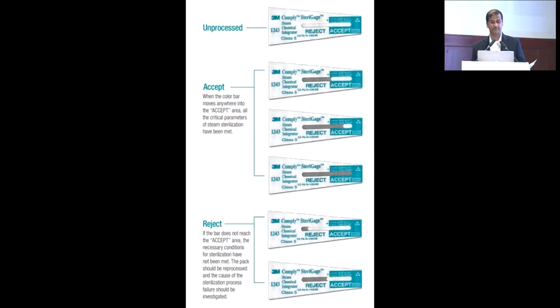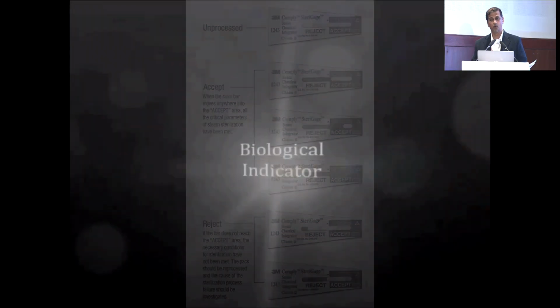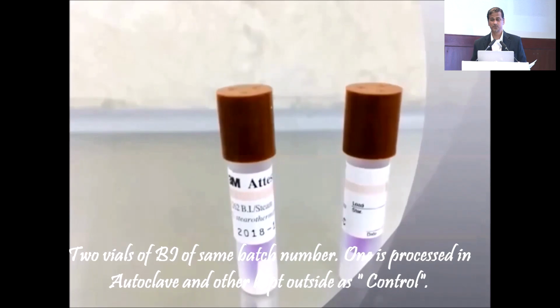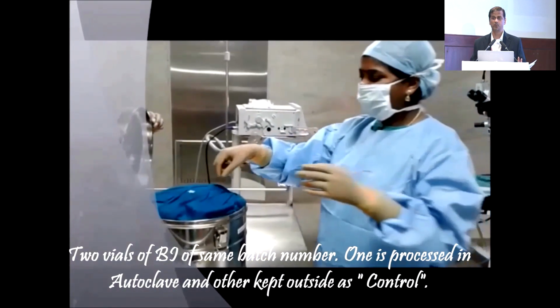Do not use one indicator for 5 trays. Place a class 5 integrator inside every tray. And it is not needed that the entire window has to change color. Even if more than 50% of your class 5 integrator has changed color, you can go ahead and use the cycle. The biological indicator, the way to use it is very important. As I told you, there are 2 vials.